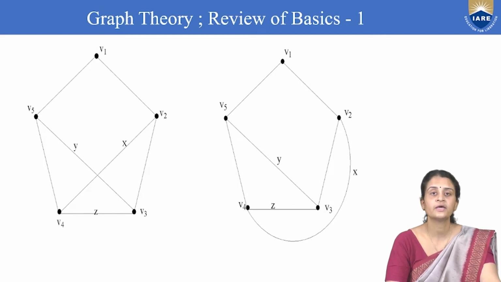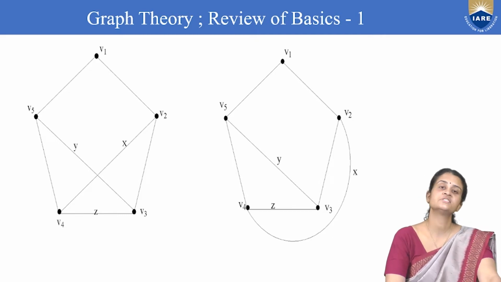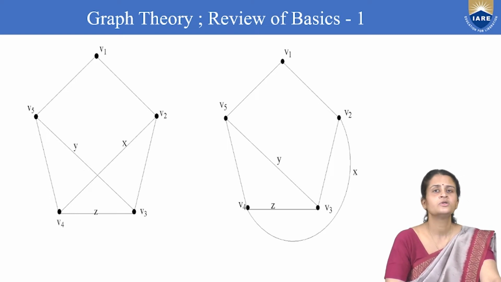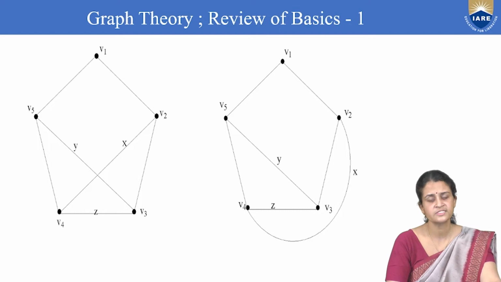Okay, because why? According to the definition, two edges are said to be adjacent if they have a vertex in common. Do these X and Y have any vertices in common? Just look at that. X, what are the endpoints of X? It is V2 and V4. What are the endpoints of Y? It is V3 and V5. So, is there any vertex common to both X and Y? No. So, they are not adjacent, though it seems to be adjacent.